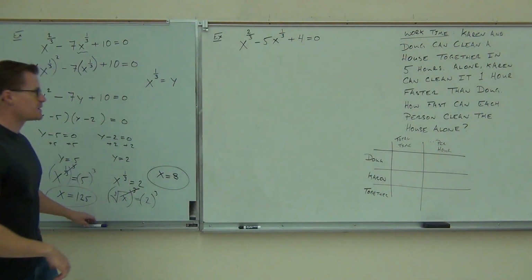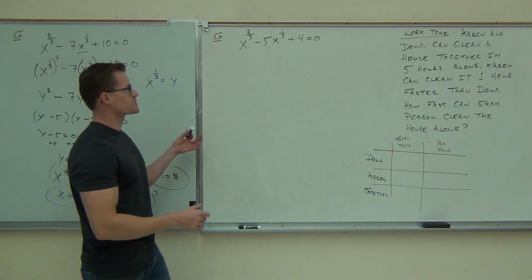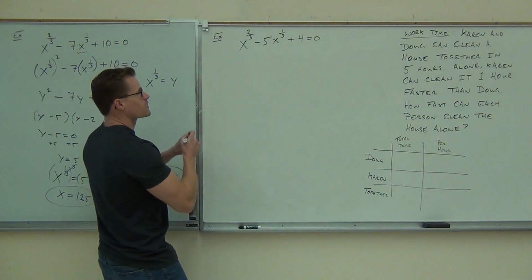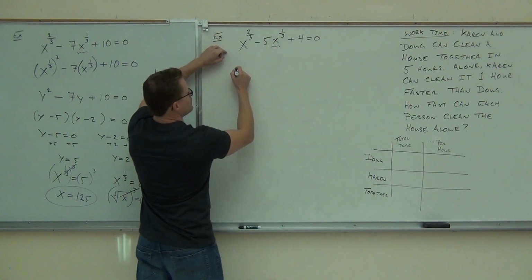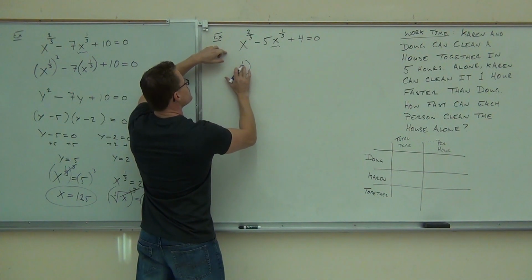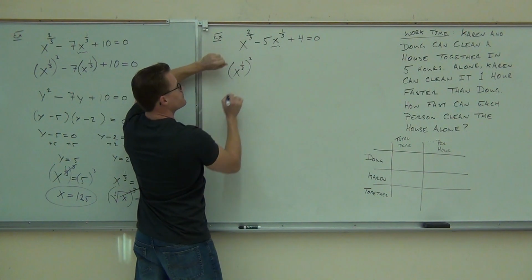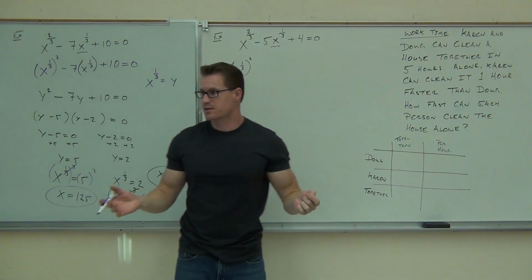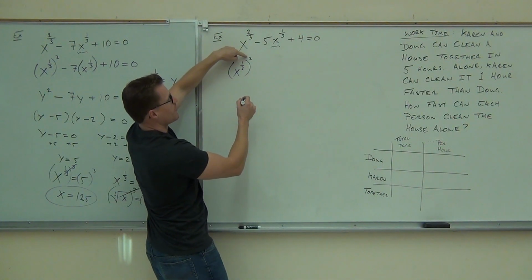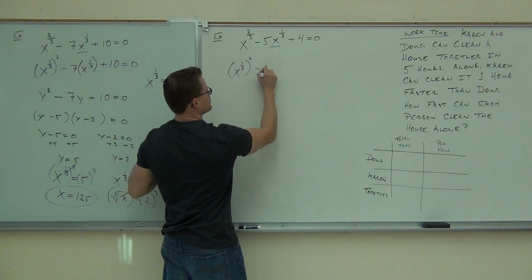Okay, let's come back to our example over here. We have x to the 2/3 minus 5x to the 1/3 plus 4 equals 0. What we need to do is represent this somehow as a quadratic, and the way you do that, look at your middle term, write it as that expression squared, and see if it equals your first term. If it does, great, you can make a substitution. If it doesn't, then you can't. Here, yes, it does equal 1/3 to the second power. That's going to give you the 2/3.